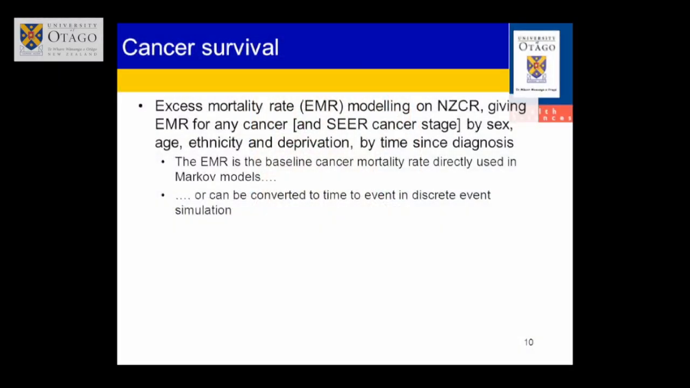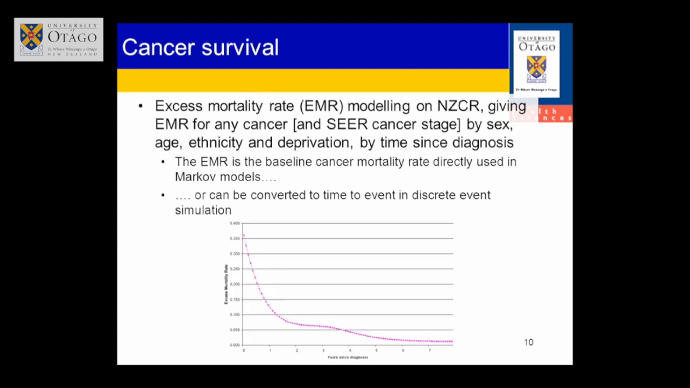The second input is we need to know how people survive from their cancer. We do that with something called excess mortality rate modelling, which is the flip side of survival. We use a whole lot of quite clever modelling to do that. And then what we do is we develop curves like this. This is the excess mortality rate after diagnosis. I think this one might be for breast cancer, but anyway, the point's the same.